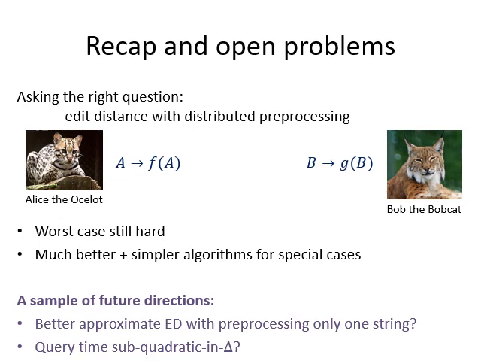Another one is that we give exact algorithms whose query time is exactly quadratic in delta. It would be very interesting to understand whether we can use the recent breakthroughs on approximate edit distance to give approximate algorithms with preprocessing whose query time is subquadratic in delta.